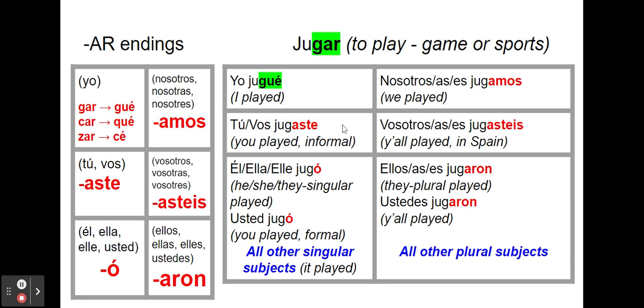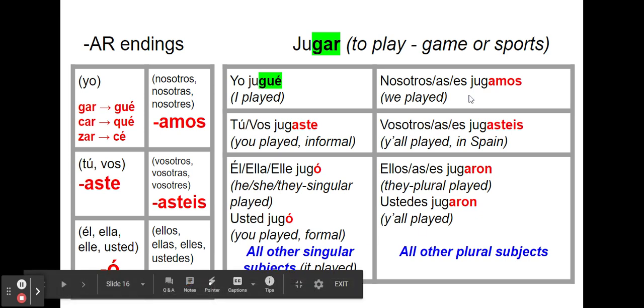So just to quickly break it down, yo form is where the irregular part comes in. Yo form has these three options. The GAR changes to GUE, the CAR changes to QUE, or the ZAR changes to CE. Accent marks always on the E's. Since jugar is a GAR verb, you take off that GAR, and in yo form, you replace GAR with gué with an accent mark. So the yo form of jugar is jugué, and that means I played. Yo jugué al voleibol. I played volleyball.